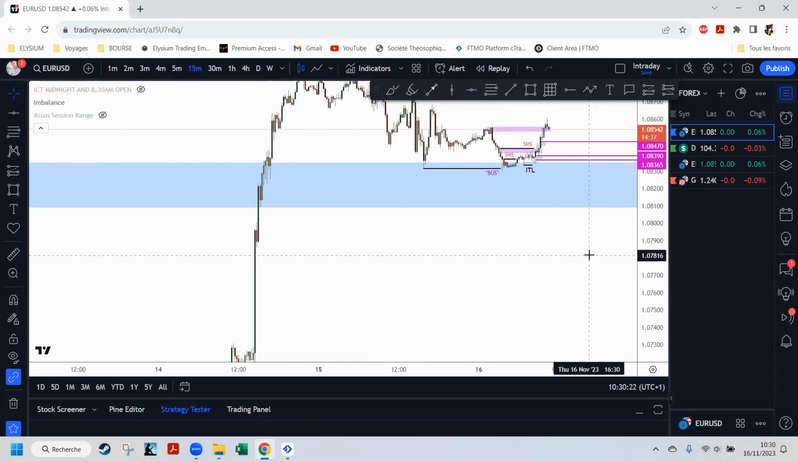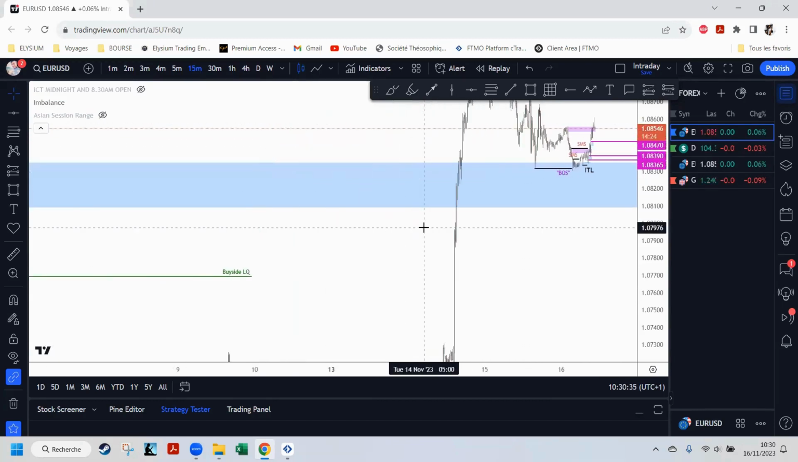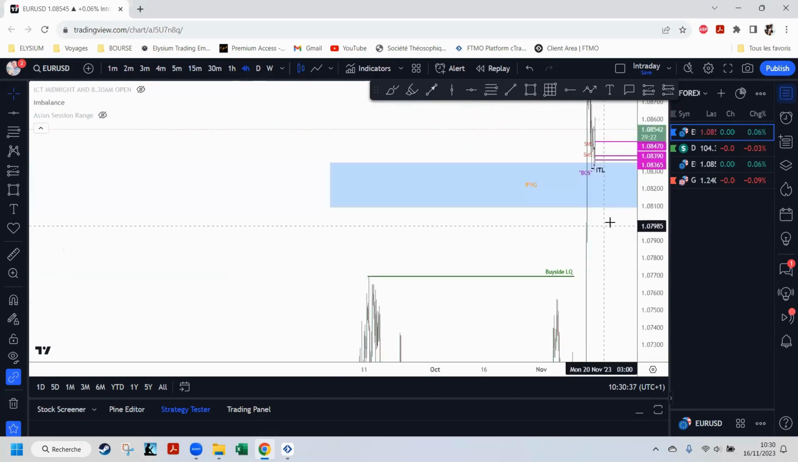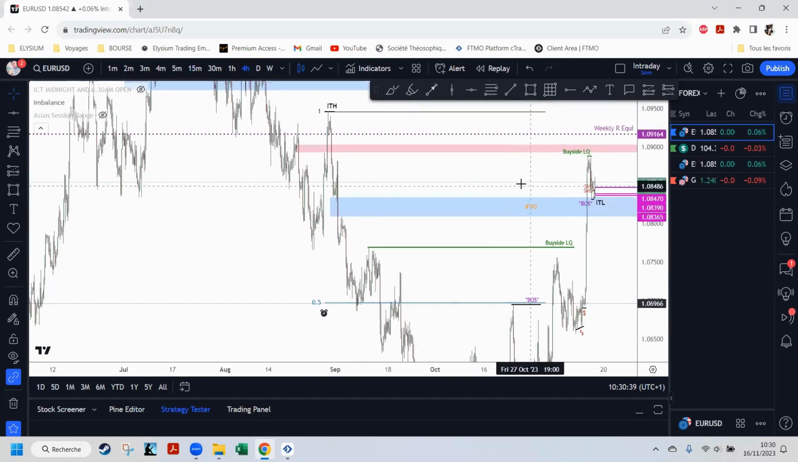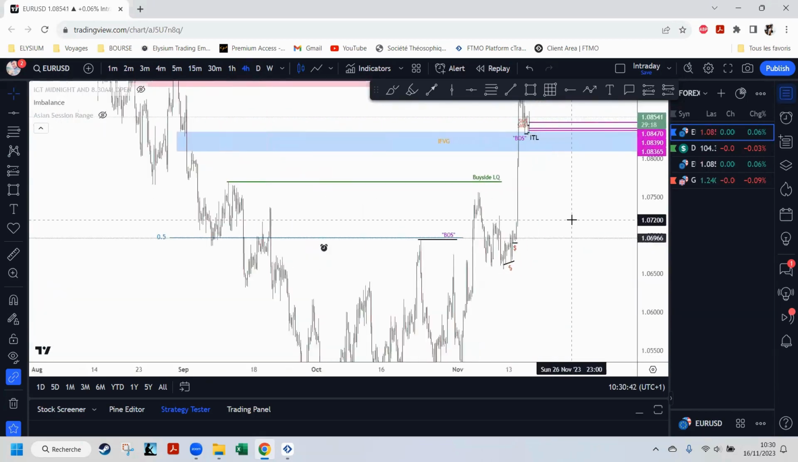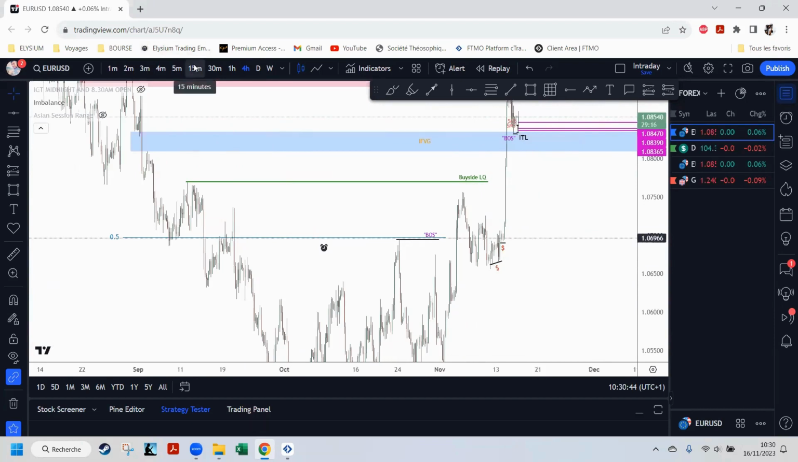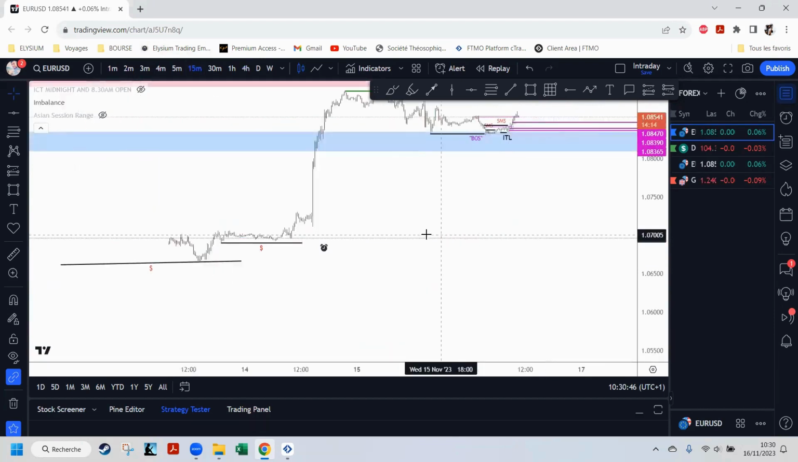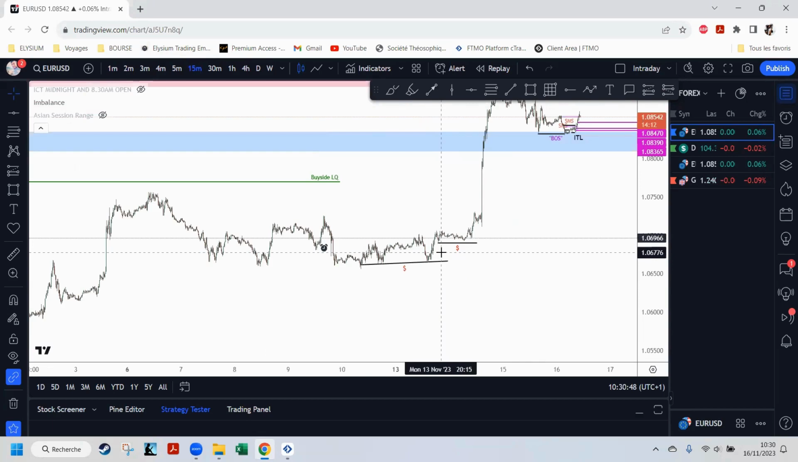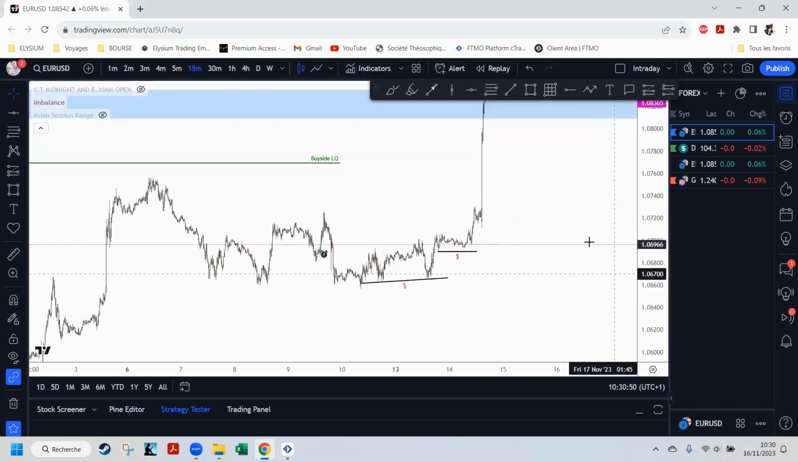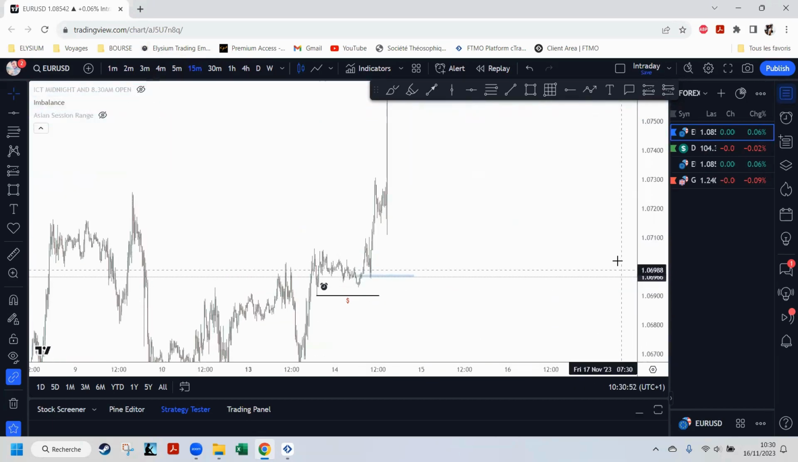Okay, so all in all, as you can see, I'm always using the same concepts: the BOS, inducement, the intermediate term low, etc. And I just introduced this concept of inverted fair value gap. I want to show you an example which I did not take live. It was Tuesday.